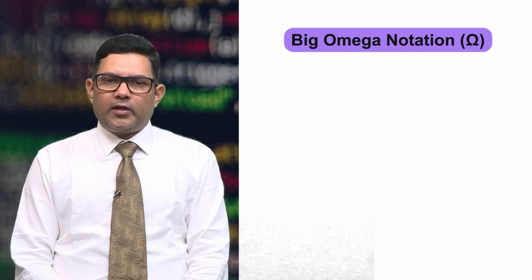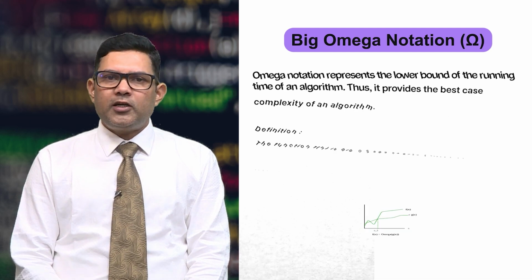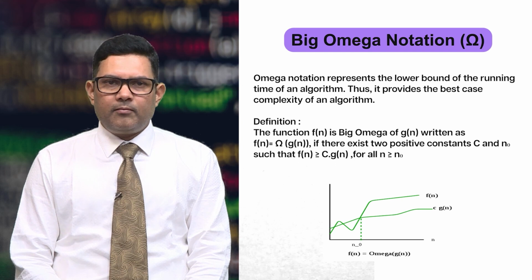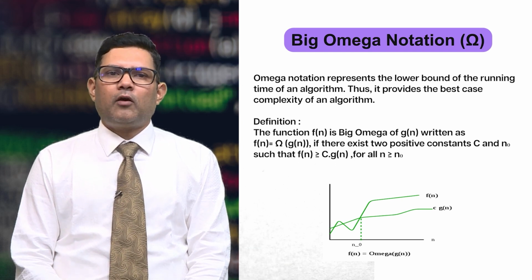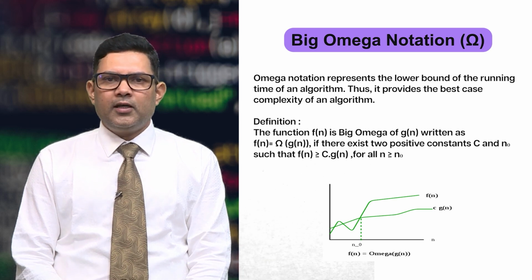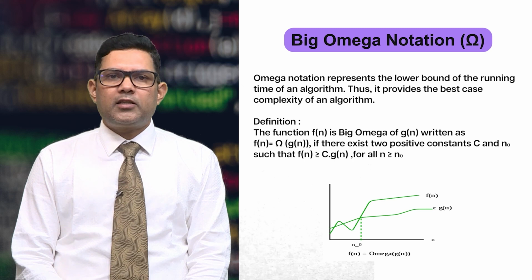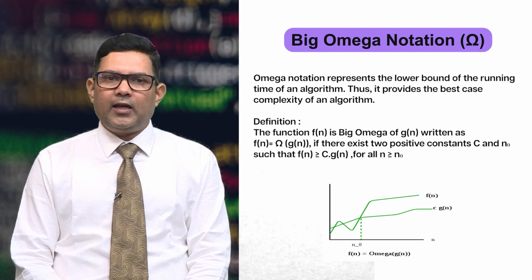Now big omega notation. Big omega notation is used to find out the lower limit or lower bound of a given function. Omega notation represents the lower bound of the running time of an algorithm. Because it is dealing with lower bound or lower limit, that means it will deal with the smaller value. So we can correlate it with the best case complexity of an algorithm.